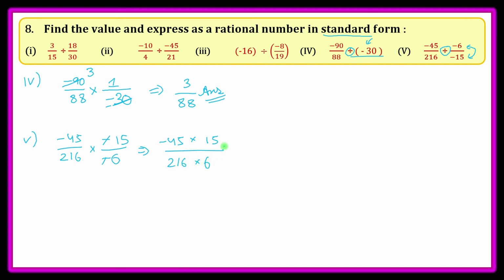Now let's cut some factors. So 3 5s are 15, 3 2s are 6, like this. Then I can consider a factor of 9. 9 into minus 5 is minus 45. And we have 9 4s are 36, so 24 into 9 is 216. So the answer would be minus 25 upon 48. And this is the answer after simplification. The rest of the parts you can solve yourself.